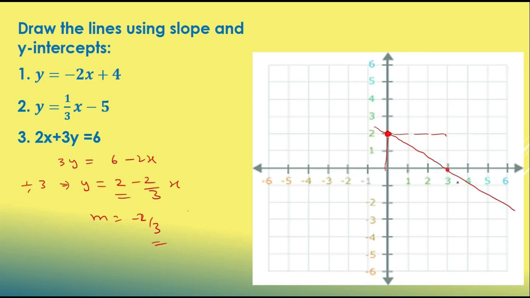We can find x-intercept by putting y is equal to 0. y equal to 0 gives 2x is equal to 6. x is 3. So that's right. It's intersecting x is 3.